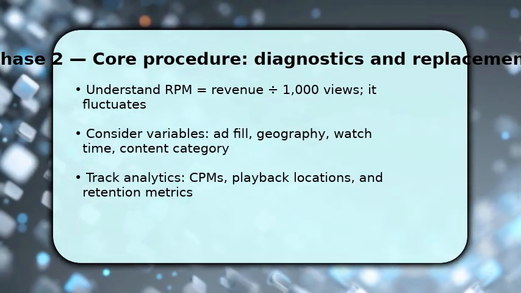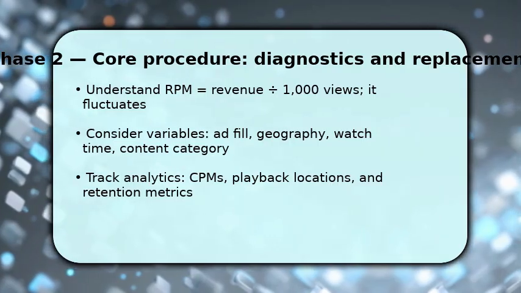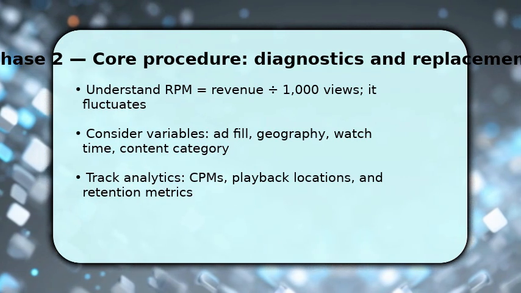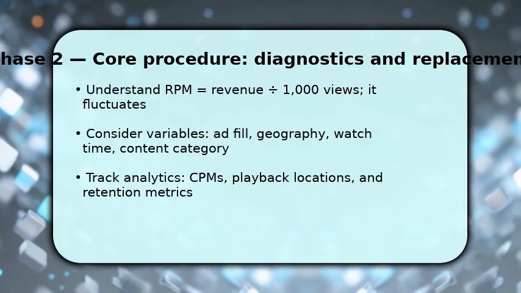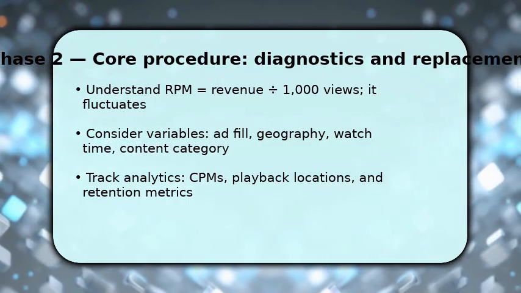Make sure to segment by geography and content category, since US and premium niches often pay higher CPMs. Also monitor watch time and click-throughs, because advertisers bid more for engaged viewers. Over time, these metrics raise your average dollars per 1,000 views.